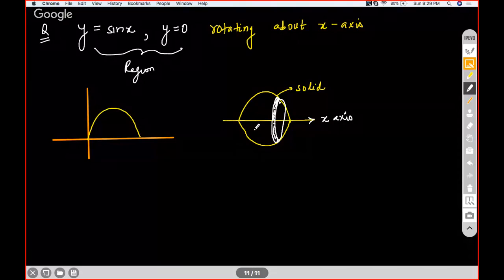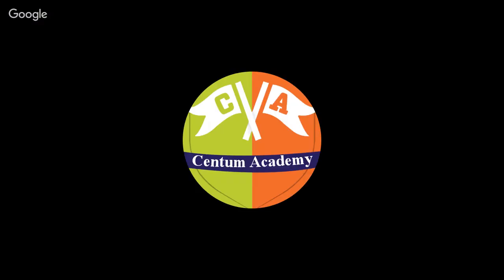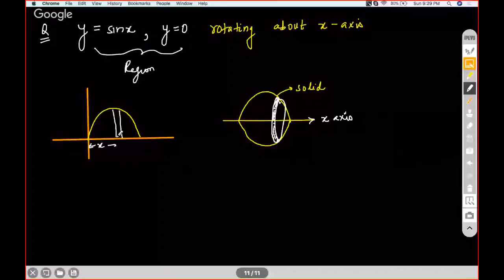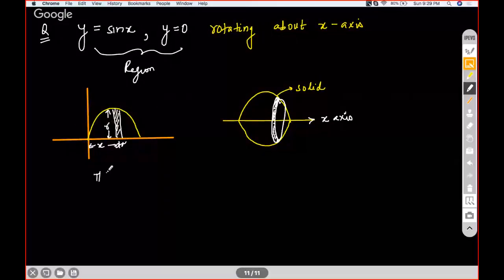Aditya? So I'm not sure how to do that. See, again, same thing. If you take at a distance x, you take a disk of thickness dx. So this will act as your radius. The y coordinate there will act as a radius. So y is your sine x, so it will be sine square x dx. This will be your differential volume. And you have to integrate this from 0 to pi. This is what we are supposed to do.